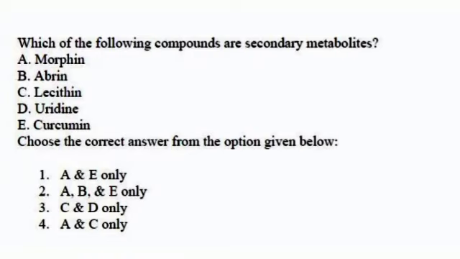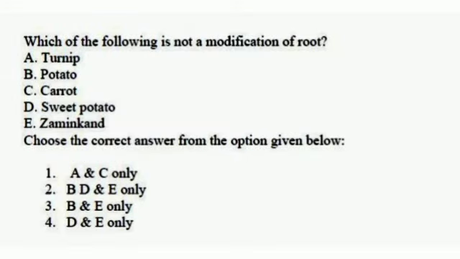The next one, which of the following compounds are secondary metabolites? Choose the correct answer from the options given below, and the right one is option 2, that is A, B and E only. Morphine, heparin and curcumin are secondary metabolites. Next, which of the following is not a modification of root? Choose the correct answer. And the right one is option 3, that is B and E only. Potato and Zamikand are not modifications of root.